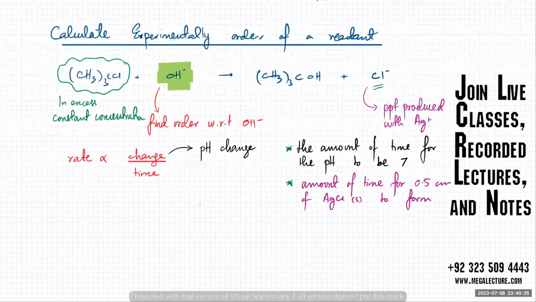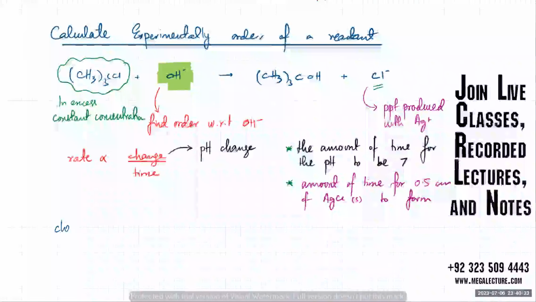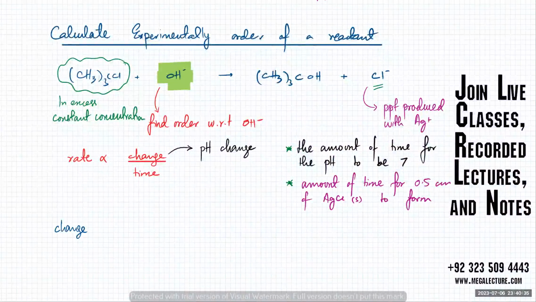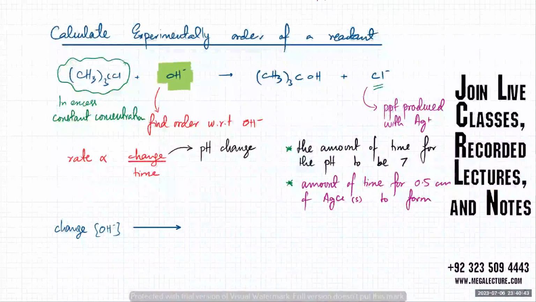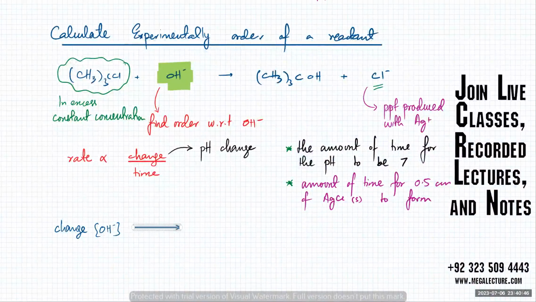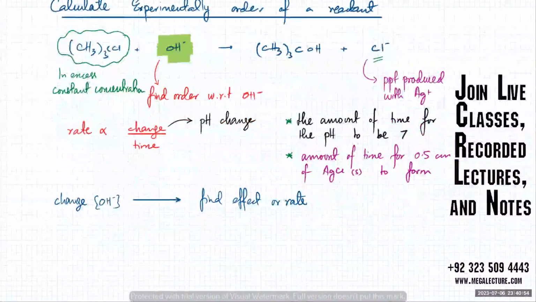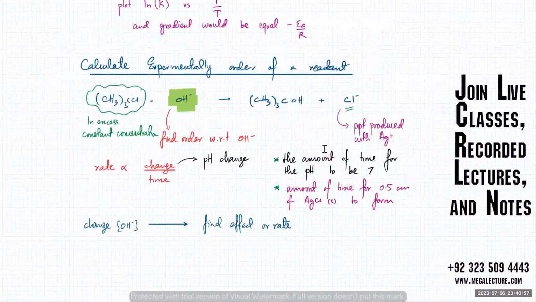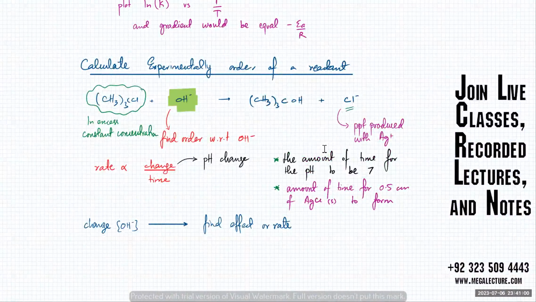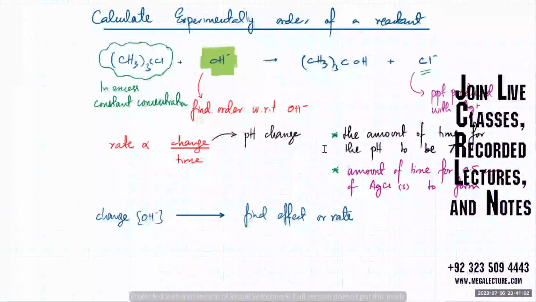Coming back to this, what I'm going to do is, if I want to figure out the order with respect to OH, change the OH concentration and find out what happens to the rate of the reaction accordingly. This is what we plan to do. Now, the problem with this approach is: how do you change the concentration of OH ions?